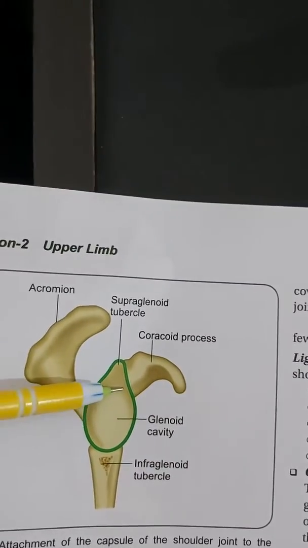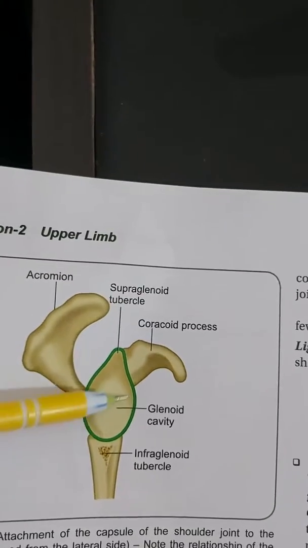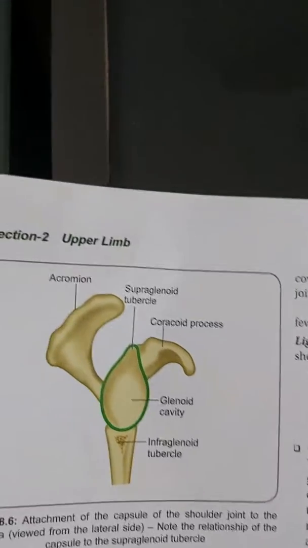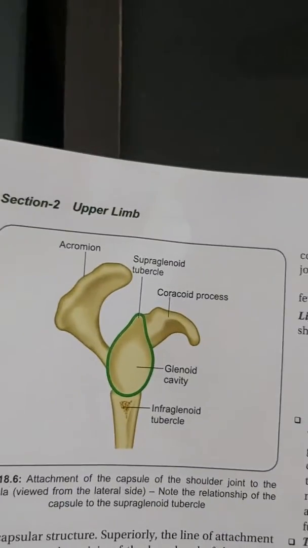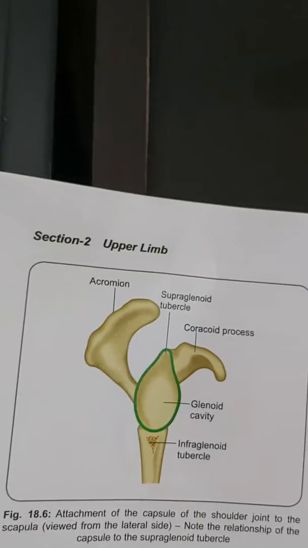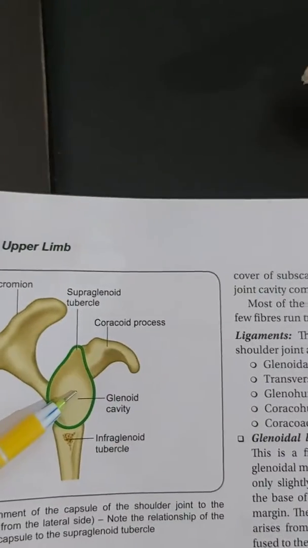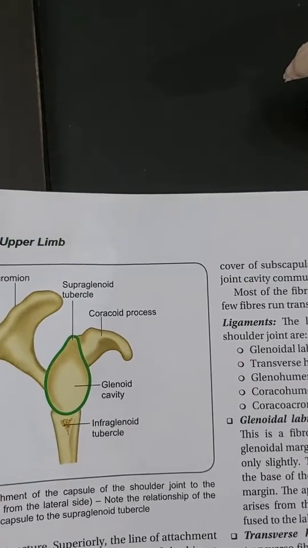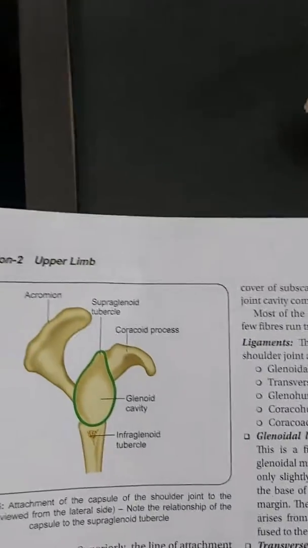This is the glenoid cavity, and the glenoid labrum is a rim surrounding the glenoid cavity, and it helps in making this cavity a bit deeper as compared to without the labrum. So the glenoid labrum is nothing but a fibrocartilaginous rim which covers the margin of the glenoid cavity, thus increasing the depth of the cavity.